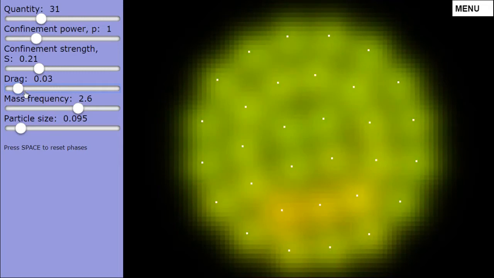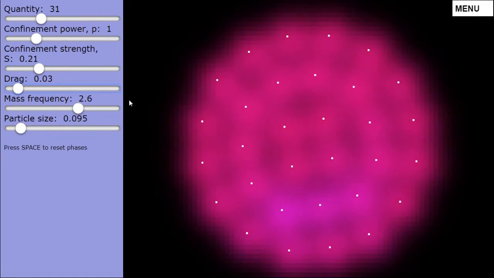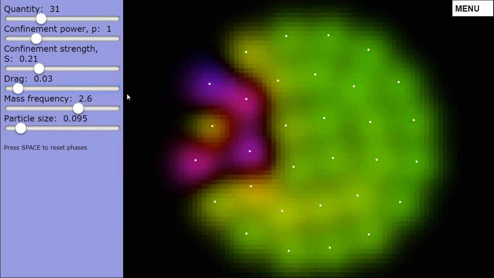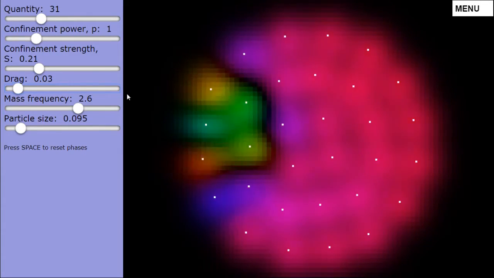So one thing we can do is, after the system's equilibrated, we can set all the phases to 0 and perturb one side of the system and watch how that perturbation propagates through the structure in terms of its effect on the particle phases.